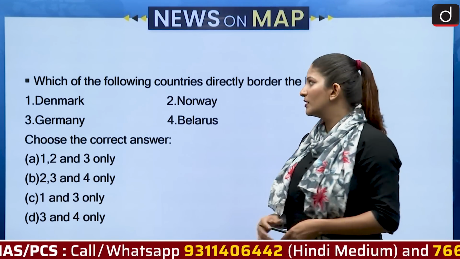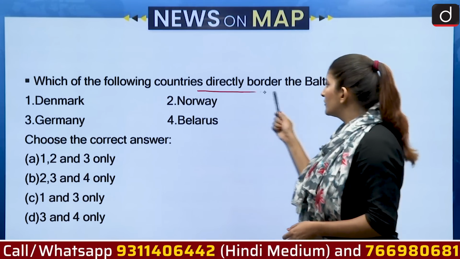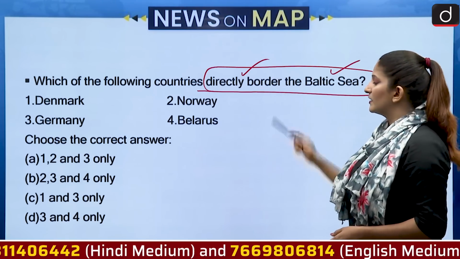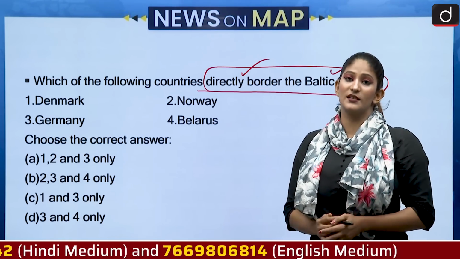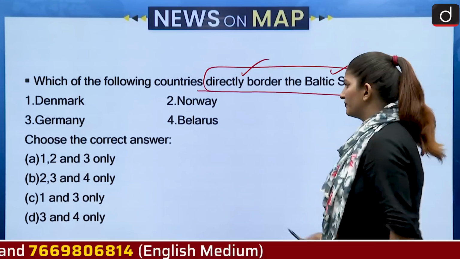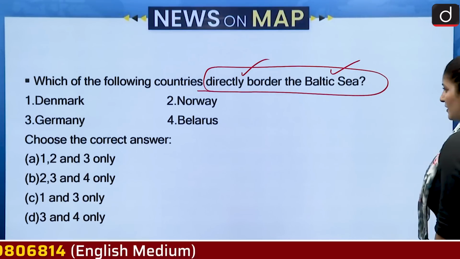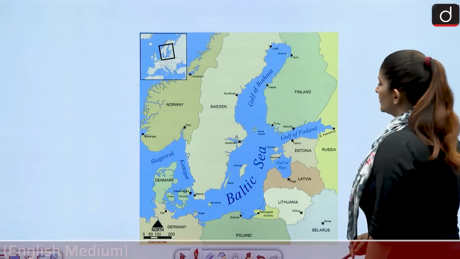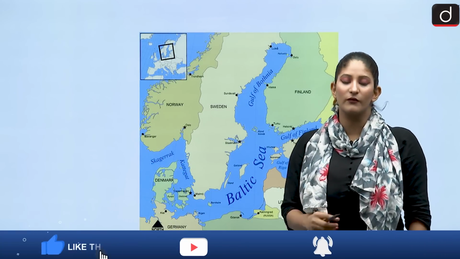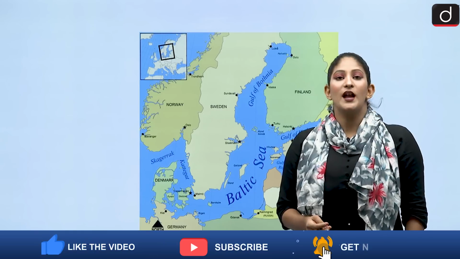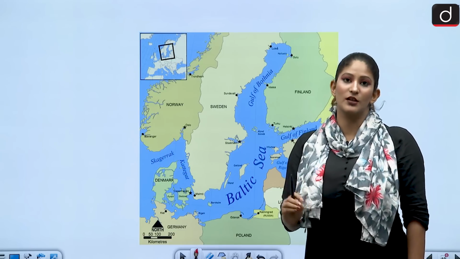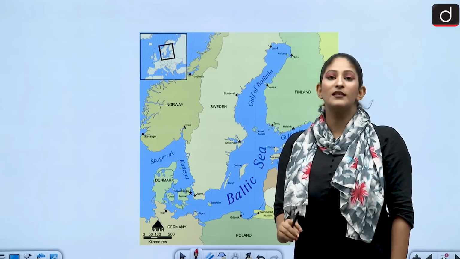That is why this question is formed. So let us see which of the following countries directly border the Baltic Sea. The keyword here is directly, because there are certain countries that border the Baltic Sea only indirectly. Denmark, Norway, Germany and Belarus are our options. So you see, the Baltic Sea is an extension of the North Atlantic Ocean, and it has a huge coastline of approximately 8,000 kilometers. Many important countries surround it.